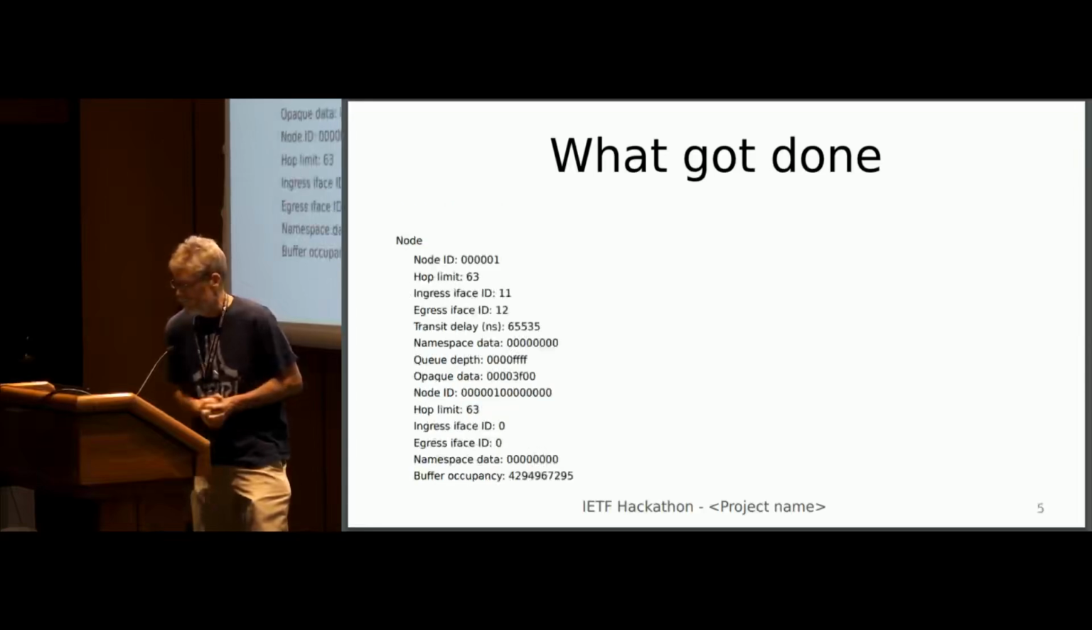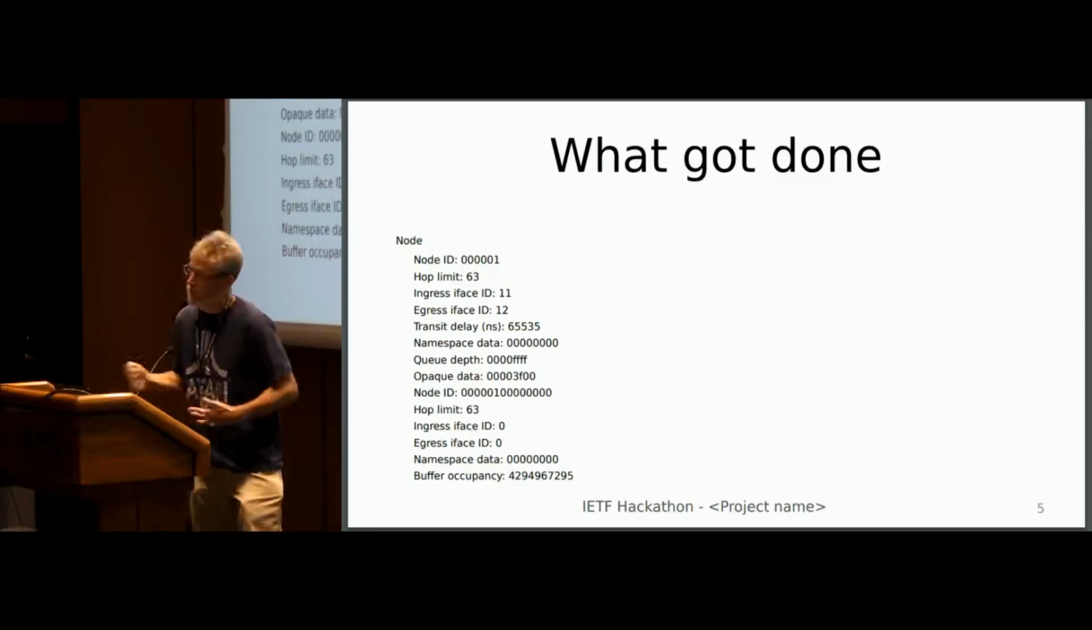So more interestingly is the node information. This is directly from the IOAM draft, various pieces of information. So I have the egress interface, ingress interface, timestamps, transit delay, things like that. So there's quite a bit of information that we could potentially gather from the network in this fashion.